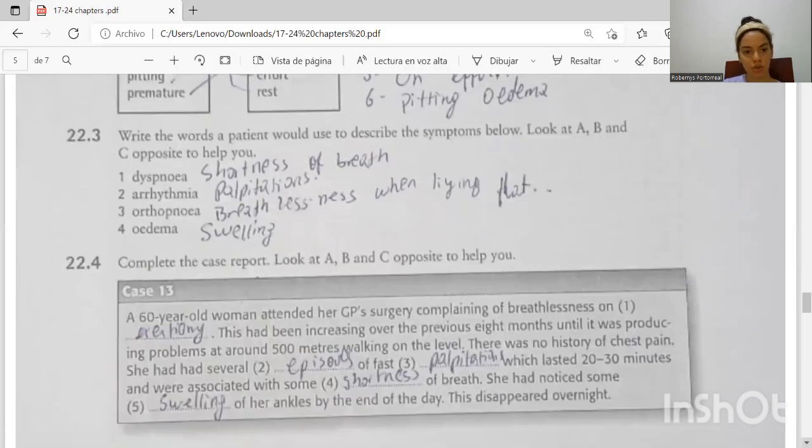Exercise 22.3. Write the words patients would use to describe the symptoms below. Look at A and B and C opposite to help you. Number one, dyspnea: shortness of breath. Number two, arrhythmia: palpitation. Number three, orthopnea: breathlessness when lying flat. And number four, oedema: swelling.